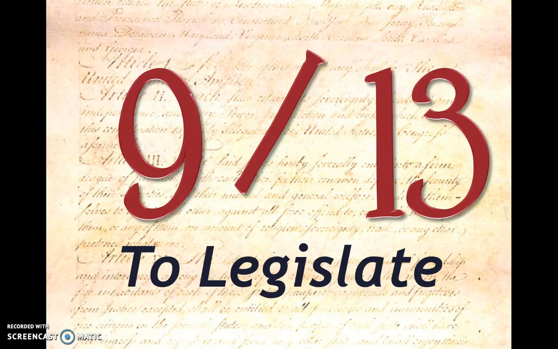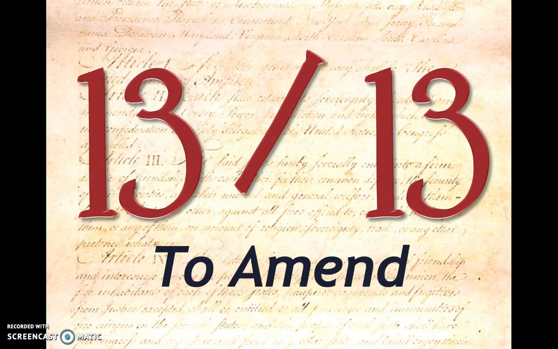So, in order to pass a law, it had to have this supermajority. 9 of the 13 states would have to agree with that law to pass it. Extremely difficult to get that kind of a majority. What's even worse is if you wanted to change the Articles of Confederation, it took all 13. It took a unanimous vote to amend or change the Constitution. Right?